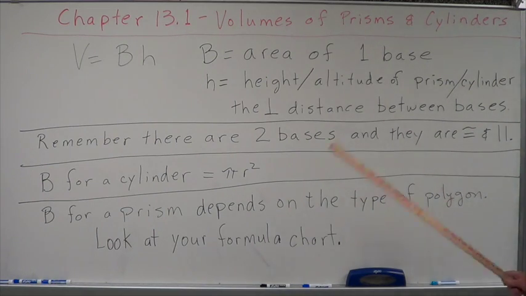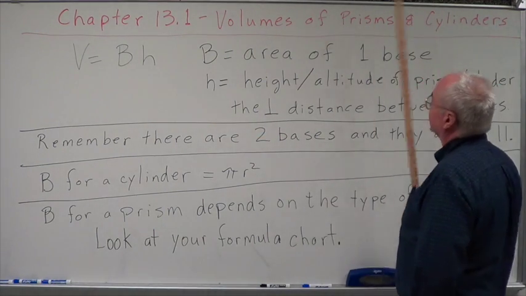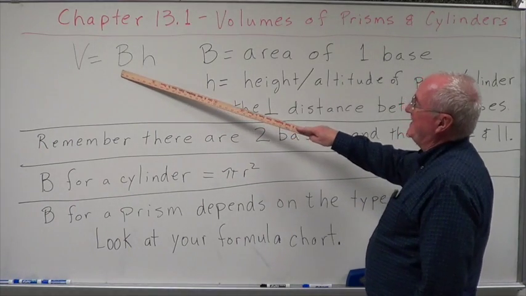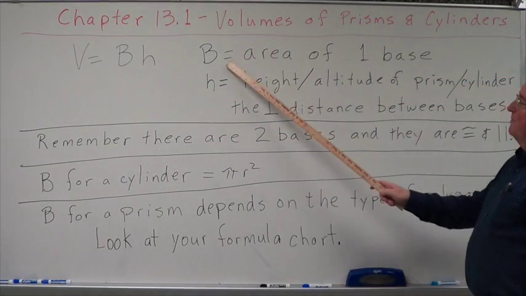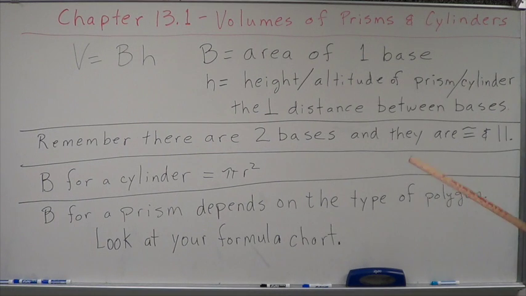Okay, so let's look at this. Volumes of prisms and cylinders is just simply B, capital B, times H, where B is the area of a base, of one base, not two bases, but one base. H is the height or altitude of the prism or cylinder. It is the perpendicular distance between the bases. Hasn't changed since we looked at surface areas.